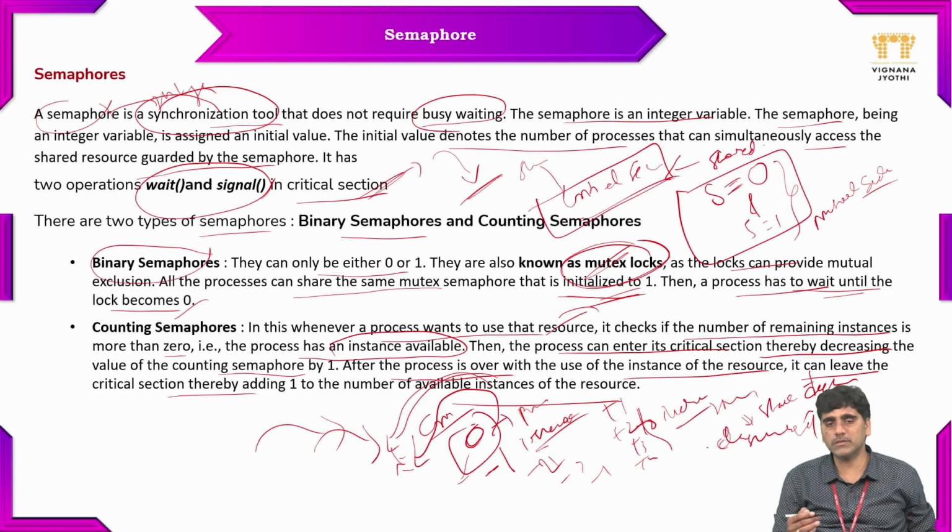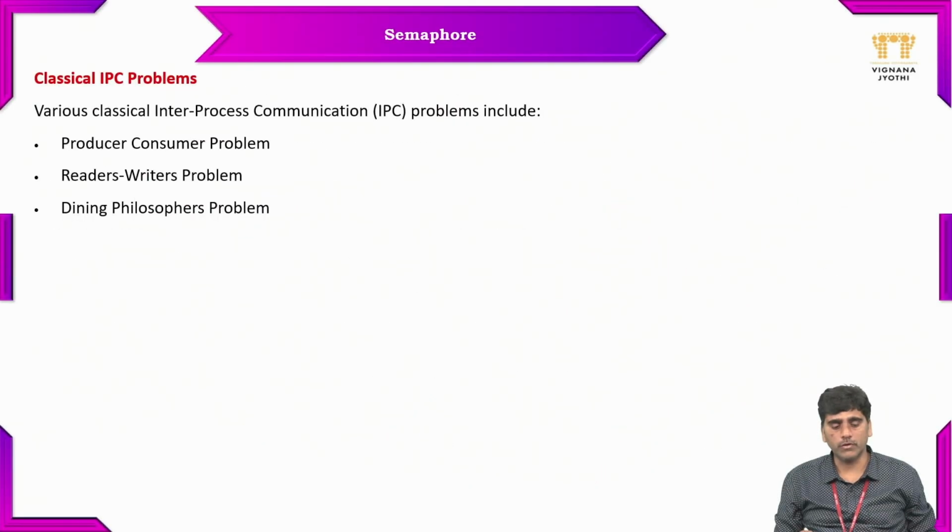So if no processes are there, then the instances are available and the count will increase. If the number of processes utilizing the critical section increases, then the available instances decrease. That is the way a counting semaphore works.